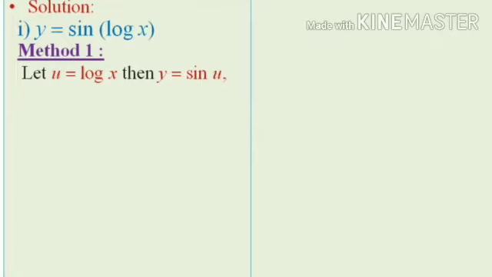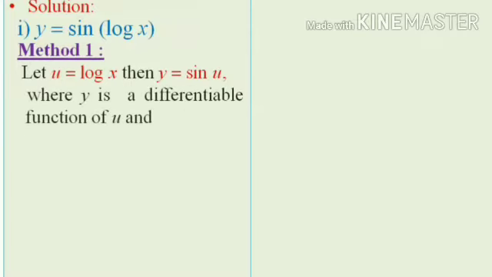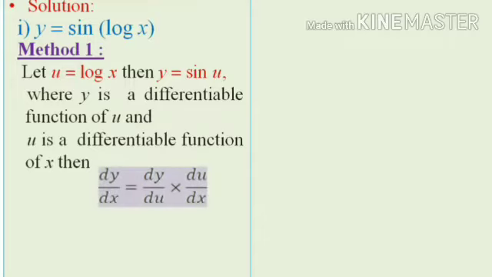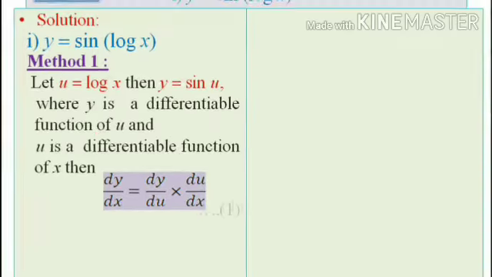Taking the first method, let u equal to log of x. The given function is sine of log of x, so instead of log of x we put u. Therefore the given function becomes y equal to sine of u, where y is a differentiable function of u and u is a differentiable function of x. Then we know the theorem of the composite function, that dy by dx equal to dy by du into du by dx. Take this as equation 1.